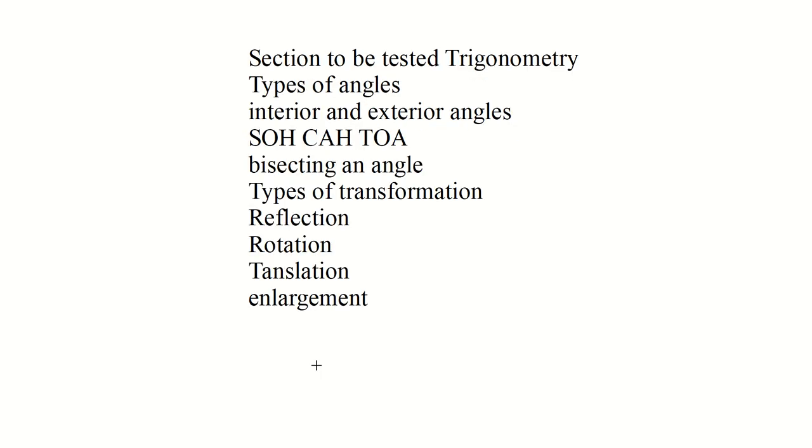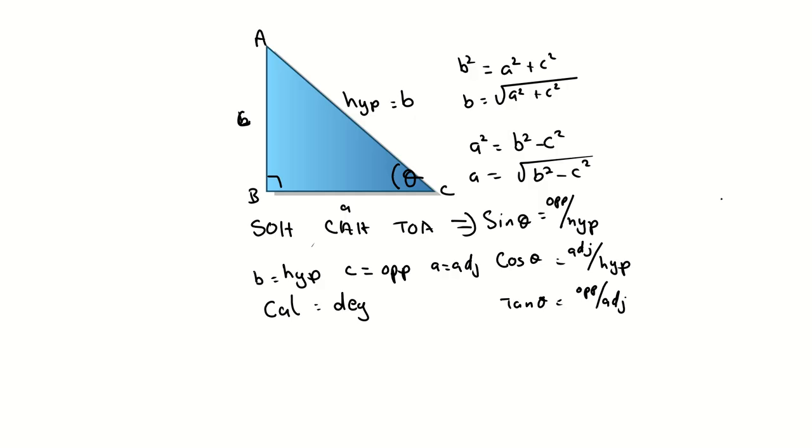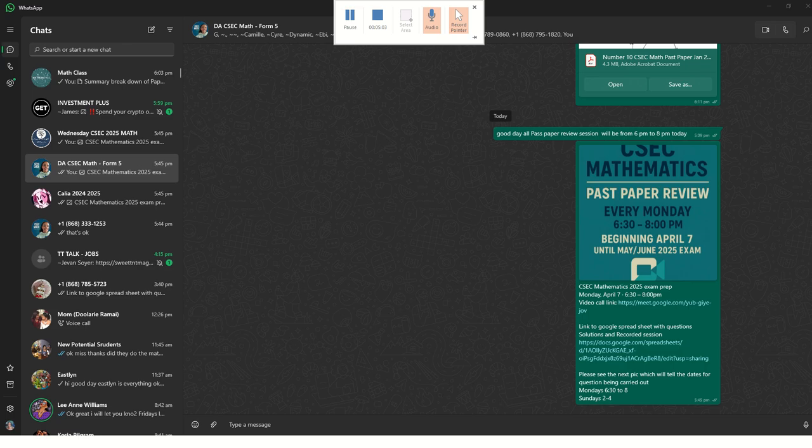Right, next one, types of transformation. Now, in CSEC, there are four types of transformations that we have to take into consideration. The first one is this: reflection, rotation, translation, and enlargement.